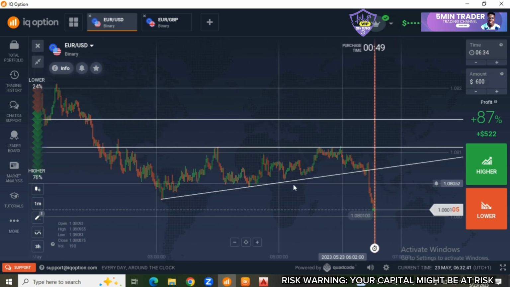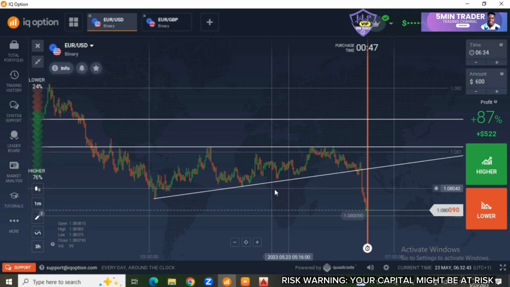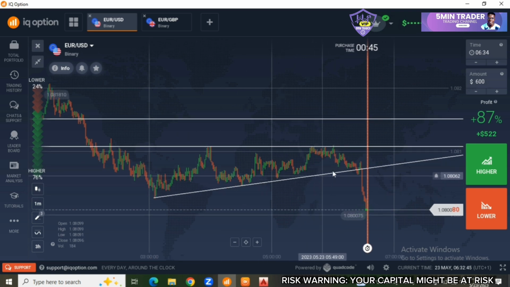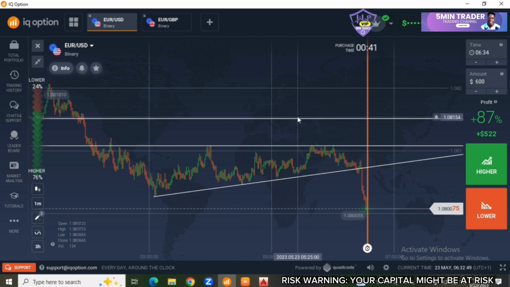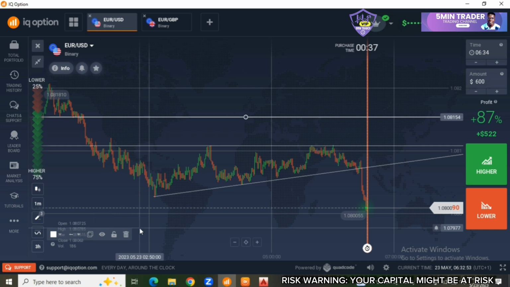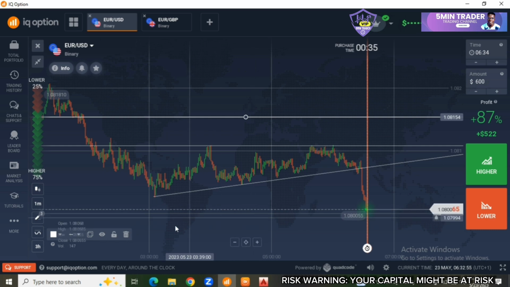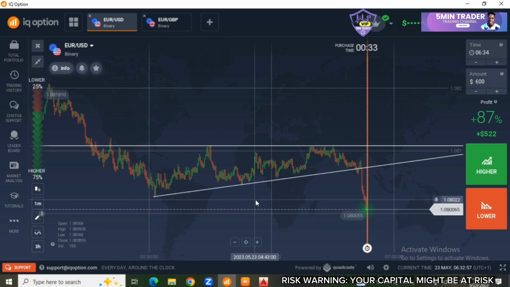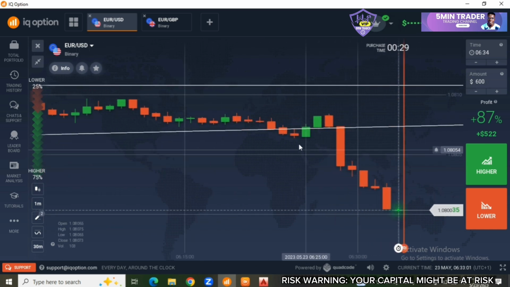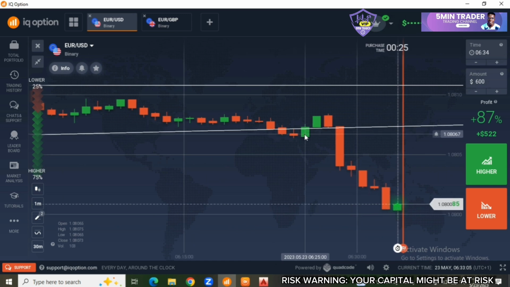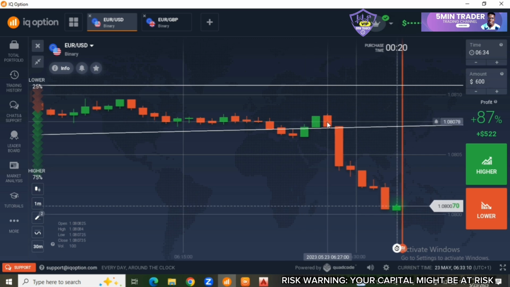And my entry was the breakout from this little trend line that I have applied here. So I had that breakout and I placed my trade, and we ended up winning this trade. So you need to be patient. Like I always told you, be patient. I had my breakout, I took my trade, and you can see that for the first 4 minutes the market was against our position, and then finally we won.